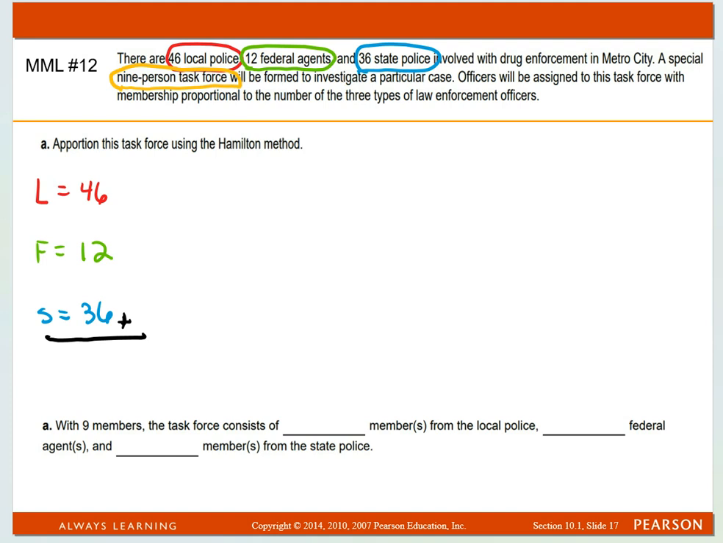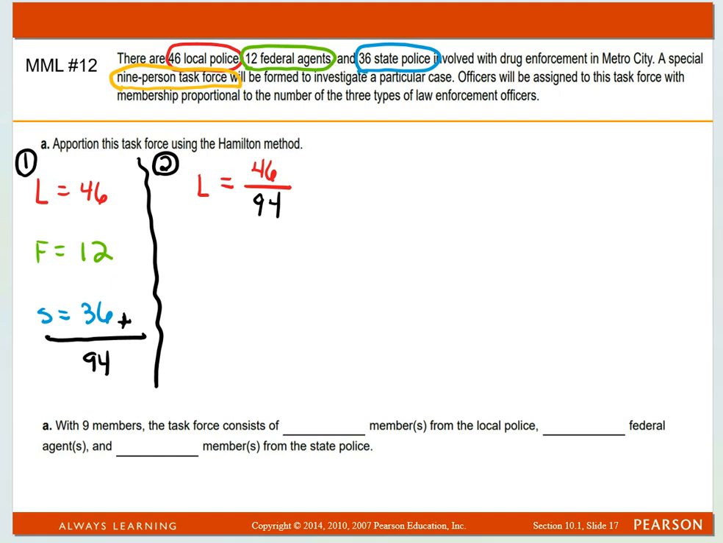So I'm going to add 46 and 12 and 36, and there's 94 police officers they can choose from. So that's step 1. All right. Step 2 is figuring out how many they'll be getting. Let's see, started with L, which is in red.